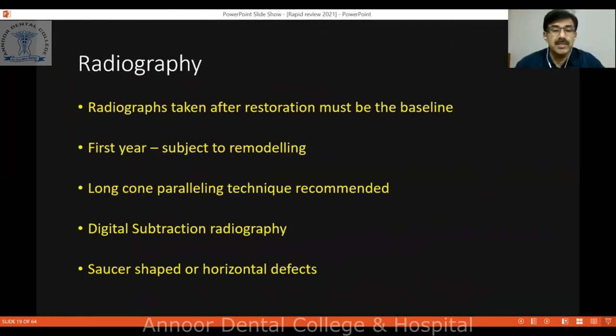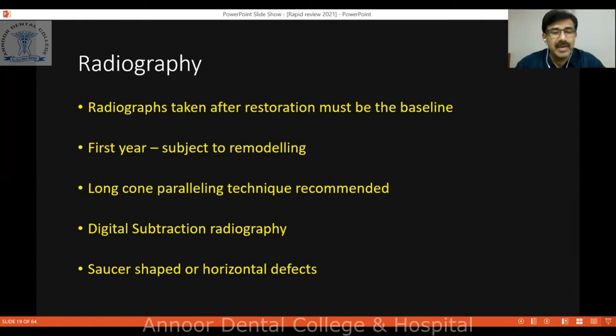Another way by which you can diagnose peri-implantitis is radiograph. Now, radiographs should be taken immediately after restoration, and then you can take a radiograph after 1 year. Now, in 1 year, 0.2 mm of bone loss around an implant is acceptable. And from then, about 0.1 millimeter of bone loss per year is also acceptable.